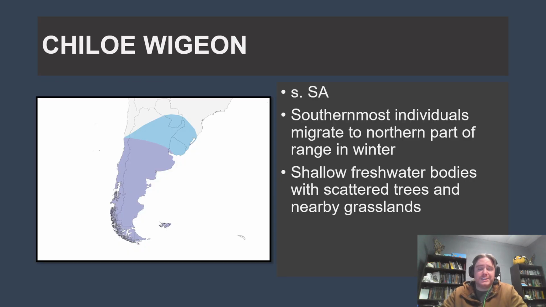It's a species of southern South America where southernmost individuals migrate to the northern part of the range in winter. So if you look at their range here, if you're a Chiloe widgeon way down here, you will actually migrate up here. But the ones that are, say, here are less likely to migrate because it isn't as cold here as it is way down here. And they prefer shallow freshwater bodies with scattered trees and nearby grasses. And the grasses, of course, are where they graze.